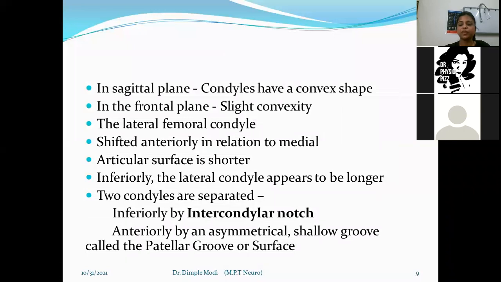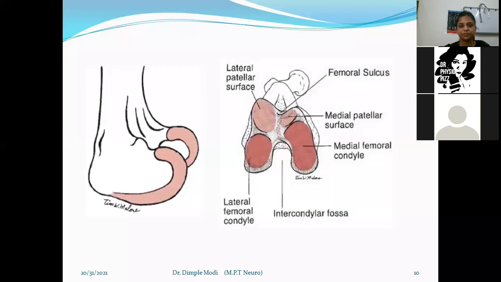In the sagittal plane, the condyles have a convex shape. In the frontal plane, there is slight convexity in the lateral femoral condyle, which is shifted anteriorly in relation to the medial articular surface. Inferiorly, the lateral condyle appears to be longer. The two condyles are separated by the intercondylar notch, and anteriorly by an asymmetrical shallow groove, which is called the patellar groove. You can see in the picture the medial femoral condyle, the lateral femoral condyle, and the intercondylar fossa.